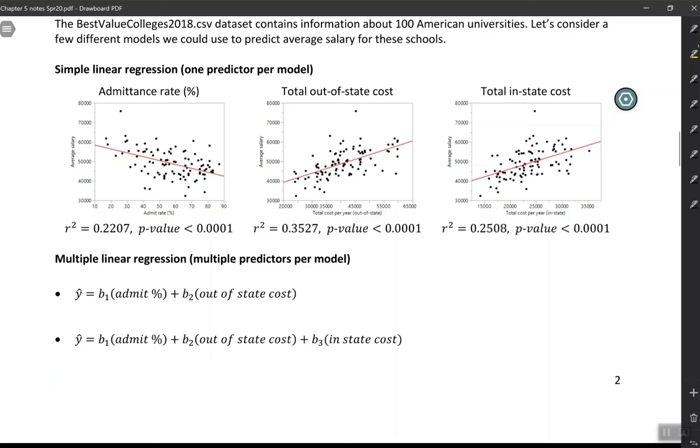What do you think the R-squared value would be for that model? So a lot of times the first thing that comes to people's mind is just the idea of adding up the R-squareds, right? So if you have 22% explained by admittance rate and 35% explained by out-of-state costs, then maybe it would be 57% explained by the model that includes both. So let's try it in R and see what happens.